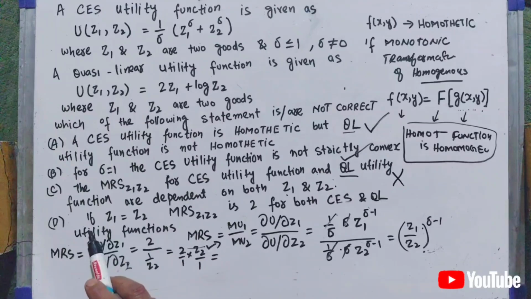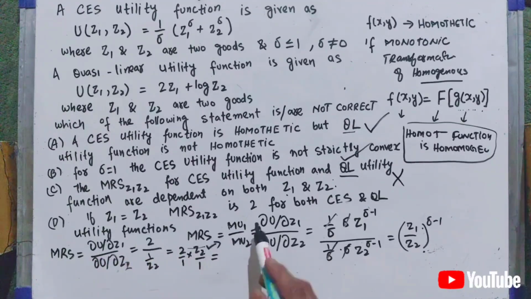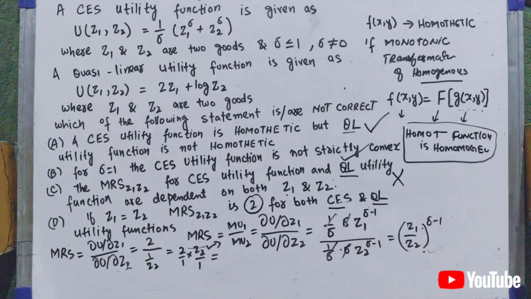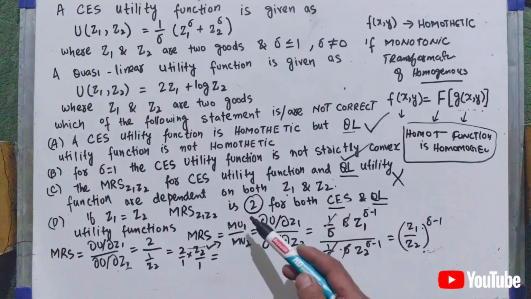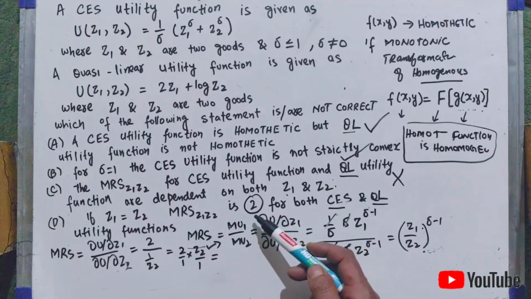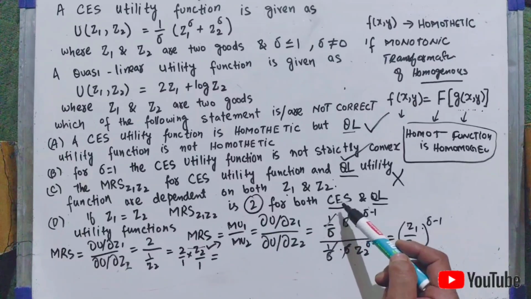Coming to the last option, that is, if z1 is equal to z2, MRS is equal to 2, for both the CES and quasi-linear utility functions. Let us first find out for CES.